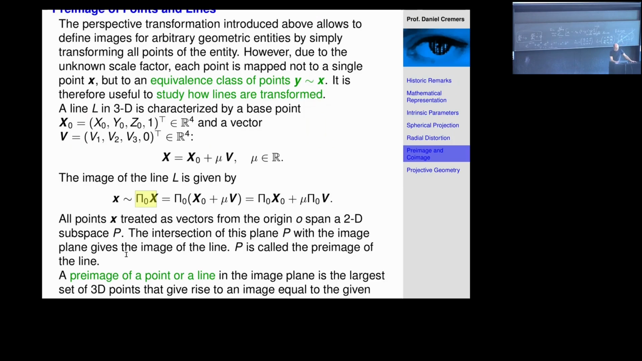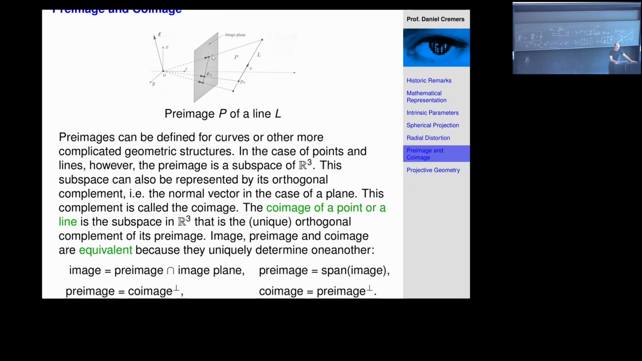So the definition is: the pre-image of a point or of a line in the image plane is the largest set of 3D points that gives rise to an image equal to the given point or line. Right? So if I have a line here, then the pre-image, I get it by taking the plane that is spanned by the origin and this line, this plane P, and that's called the pre-image, and once I intersect the pre-image with the image plane, I get back the observation of the line. Right, so the image of the line is nothing but its pre-image intersected with the image plane.